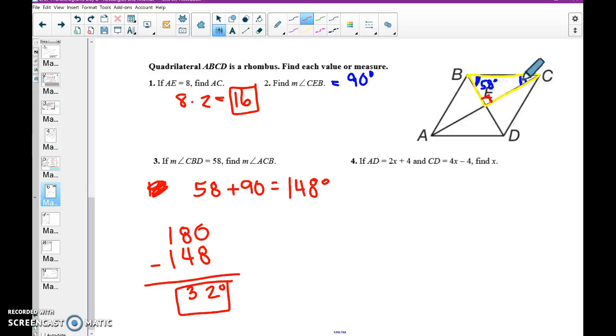Okay, again, those three have to add up to 180. Because these diagonals cross and are perpendicular, they have to cross at 90 degrees. That's how I know what that is.